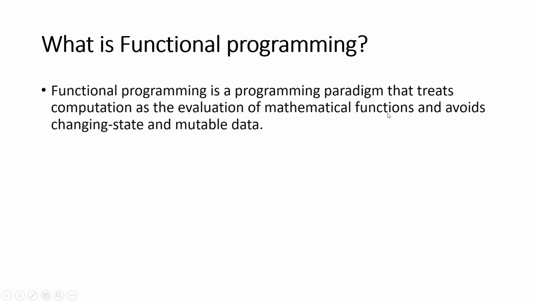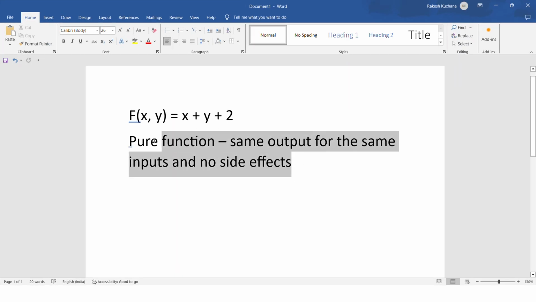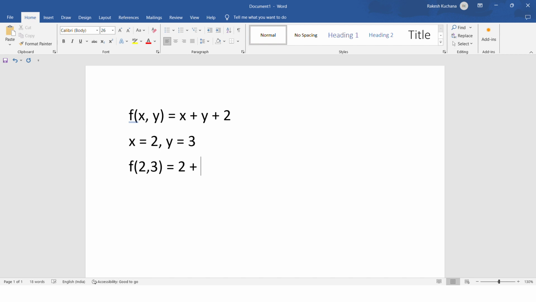As we know, mathematical functions don't know about changing state and mutations and all those things. It will just take the expression. I'll tell you how. Let's say this is a mathematical function: F of x comma y equals x plus y plus 2. How do we evaluate this? If x value equals 2 and y value equals 3, then F of 2 comma 3 equals 2 plus 3 plus 2, we substitute x with 2, y with 3, and the constant, which equals 7.